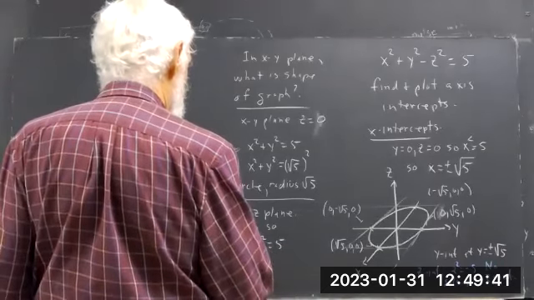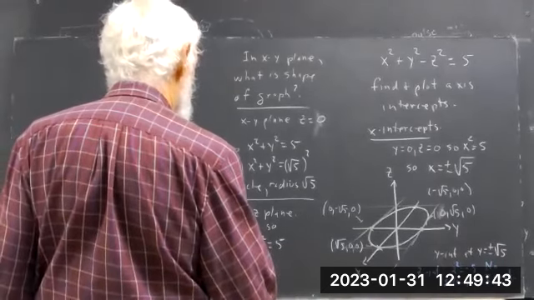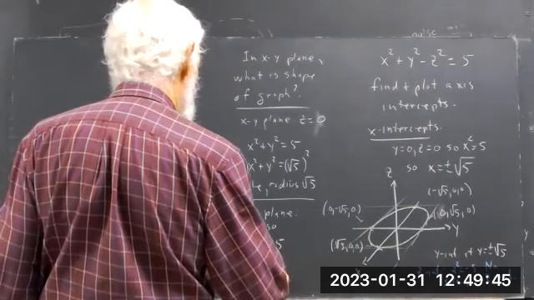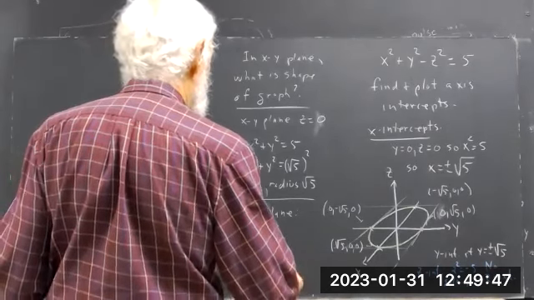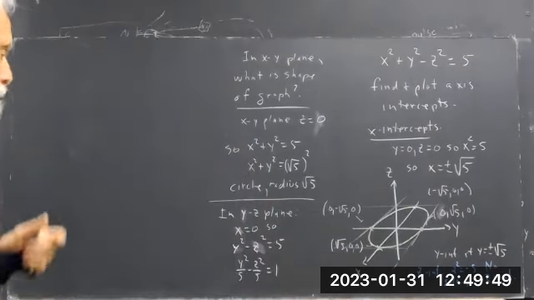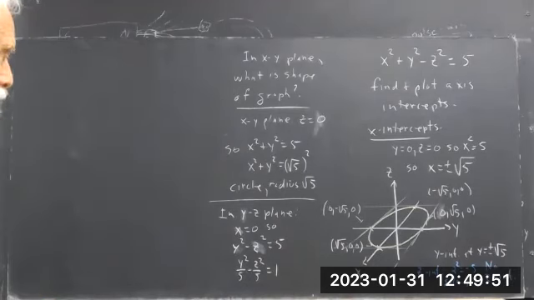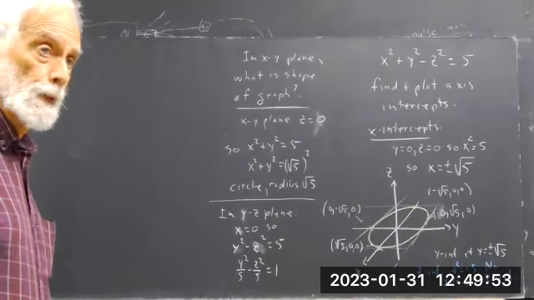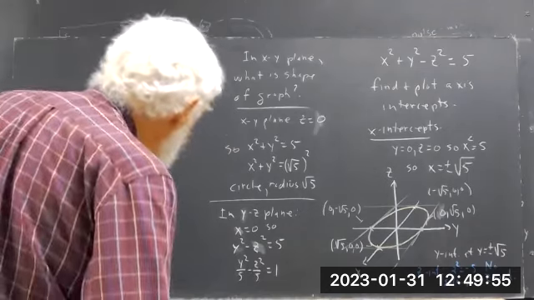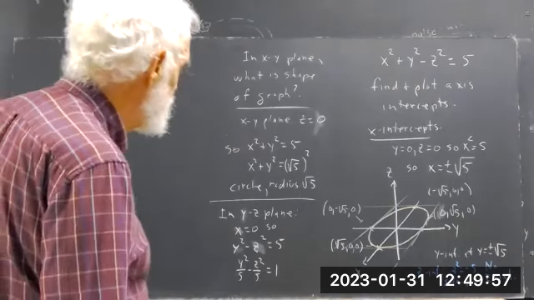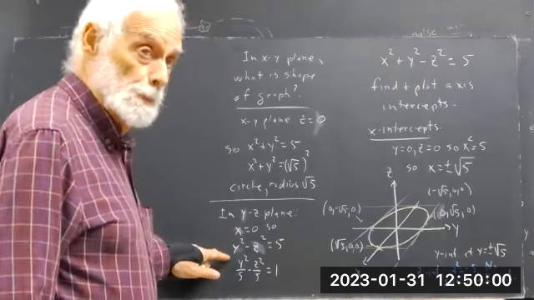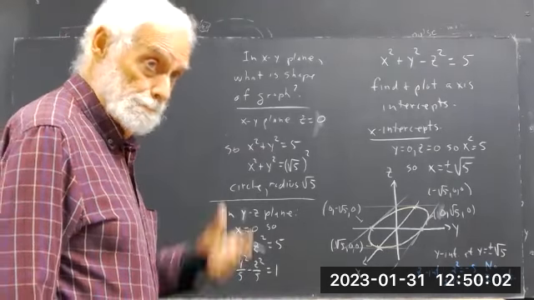Okay, so the YZ plane, we have this. Well, we put this into the form y squared over 5 minus z squared over 5 equals 1. Well, what's the y-intercept and what's the z-intercept?